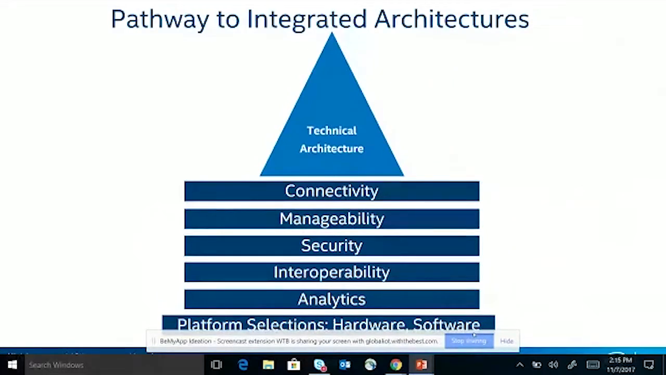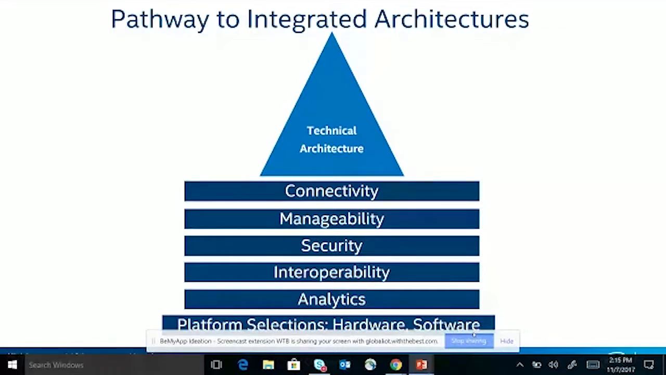I went through some definitions early on. This is the place that most of us who do technology development spend a lot of time crafting our value. We talked a little bit about connectivity, a little bit about manageability, security, interoperability, and analytics. And there will be platform selections that have to be made in terms of hardware and software. This is a set of technology strategies that you will look at in terms of a technology architecture.